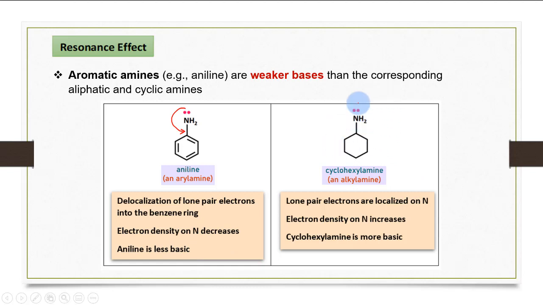Whereas if you have cyclohexylamine, this is a cyclic structure, also known as a cycloalkyl group, an electron donating group. This cycloalkyl group will donate electron density towards the nitrogen, making the lone pair more able to be donated. The lone pair electrons are localized. Electron density on nitrogen increases, more able to donate the lone pair electrons. Therefore, cyclohexylamine is more basic.